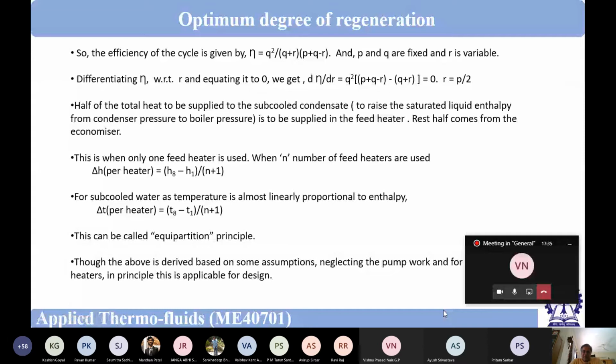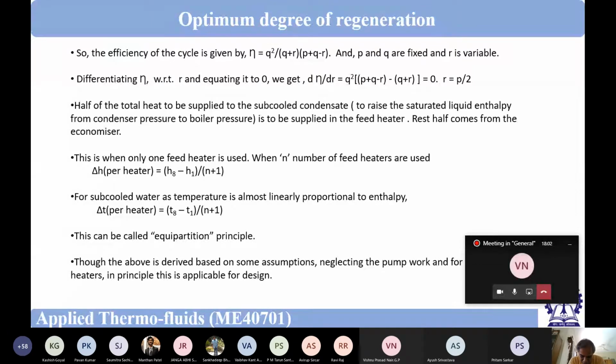So you can understand that first we have taken the most simple case, only one feed water heater. The total heat to be given to the water to bring it to the saturated condition corresponding to the boiler pressure is such that half of it is given in the feed water heater and half of it in the economizer. So this can be called a sort of equipartition.